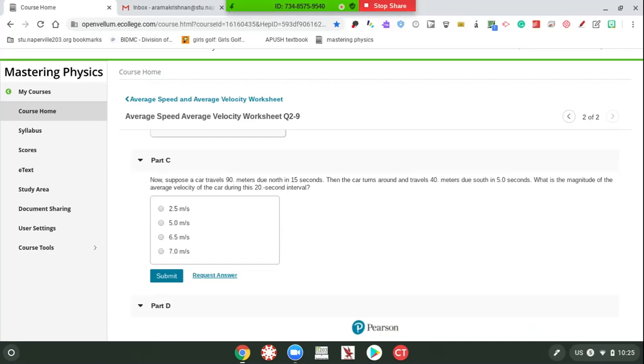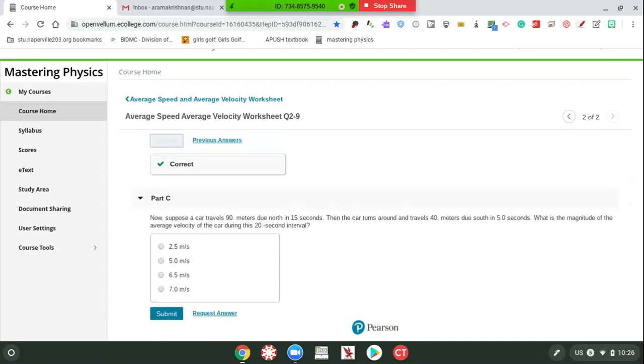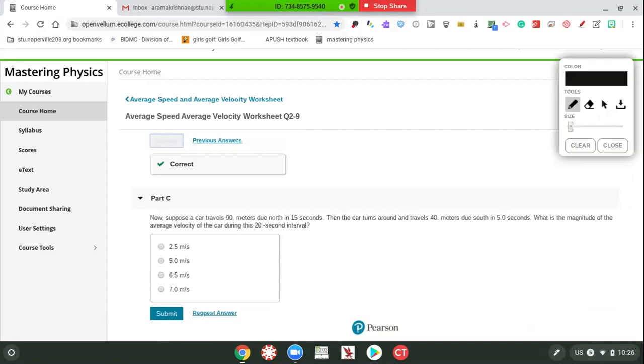Yeah, I think you can just draw a small figure so that you don't make a mistake. So 90 meters north, right? So draw a vertical line upwards. 90, and then 15 seconds, and then turns around. Don't put the same length. It's shorter length, right? Yeah. 40 means you have to make it a shorter line.